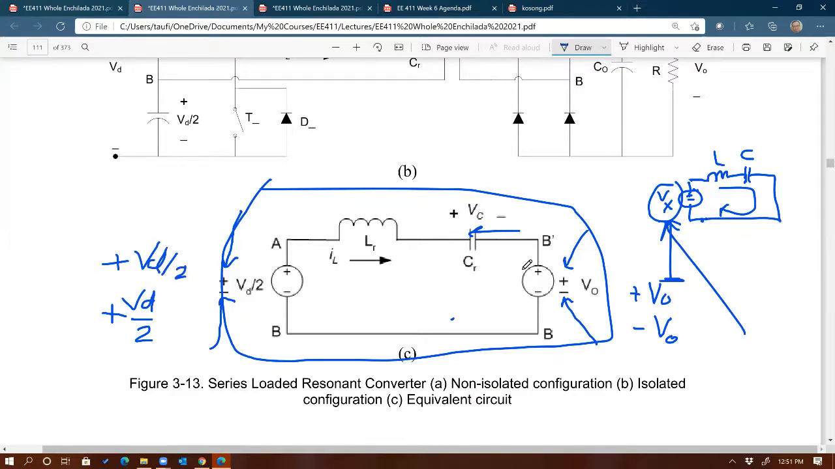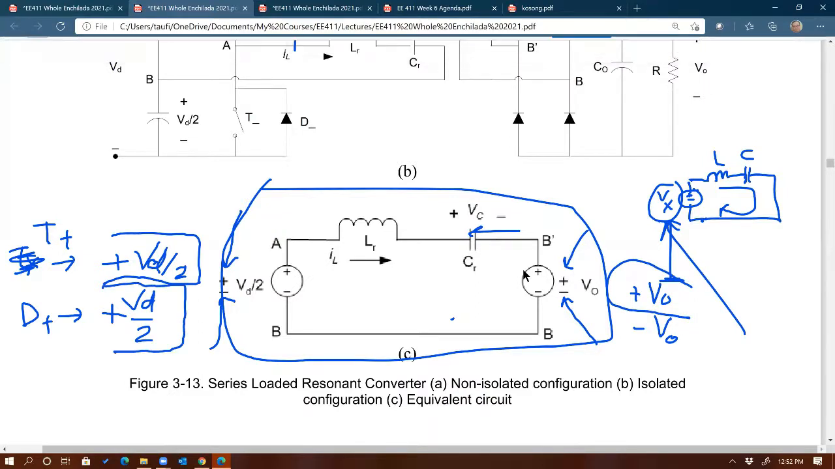I'm just going to use my pen. So this is when T plus is conducting, and this is when D plus is conducting. When T plus is conducting, the input to the tank is plus VD over 2. The output of the tank, B prime to B, is plus V out. When D plus is conducting, the input to the tank is still plus VD over 2, but the output changes to minus V out, right?